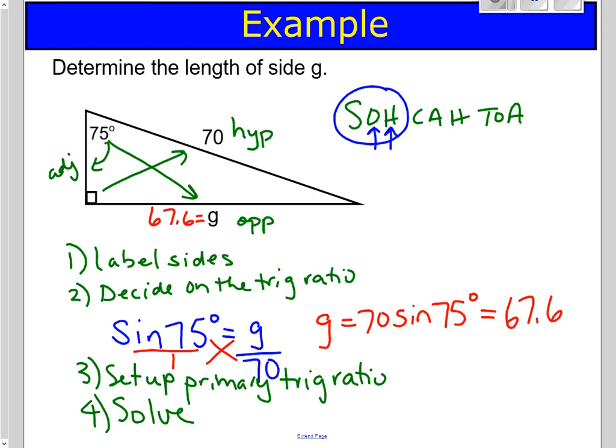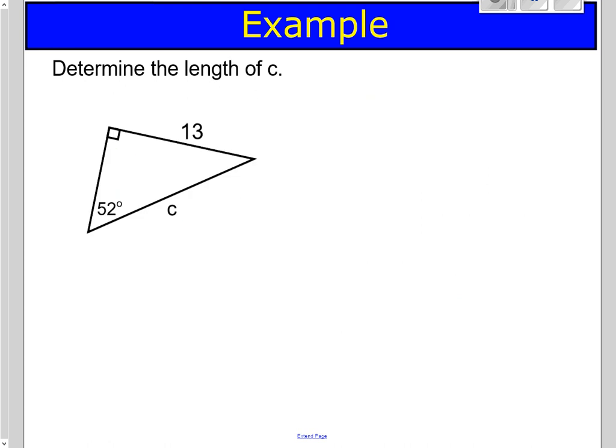Okay, let's try another one. So this is how we always do this. We label our sides, we decide on the trig ratio, we set it up, and then we solve. Okay, so here's my angle down here. So this is my opposite side, and this is my hypotenuse. Whoops, I don't know what I was spelling there. Hypotenuse. And this would be my adjacent side.